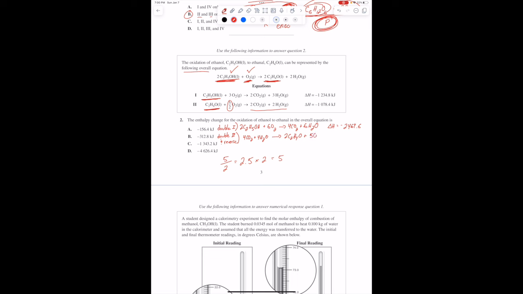So 5 O2s. And now delta H equals... okay, it was a negative, but I flipped it, so now it's a positive. 1078.4 times 2 is 2156.8. All right, now I'm just going to clean this up, get rid of that.